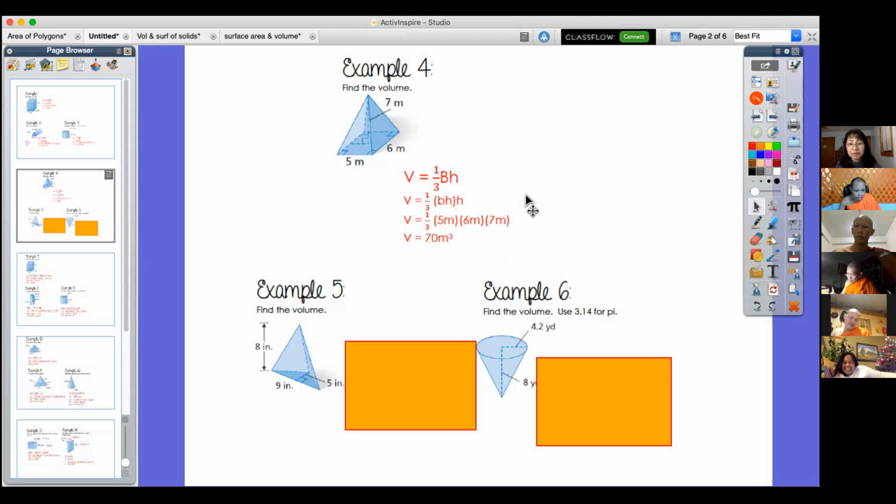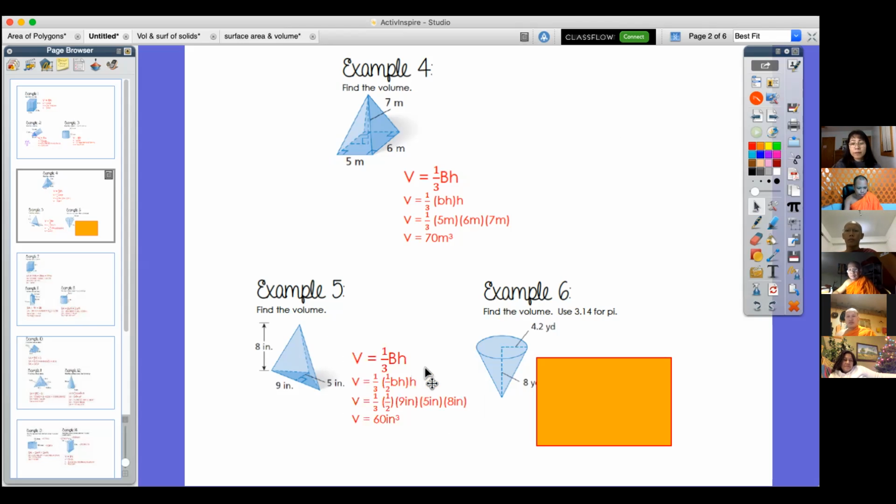Number 4 is 70. Yeah, correct. Okay, how about 5? $15. Wow. Did you forget to divide by 3?